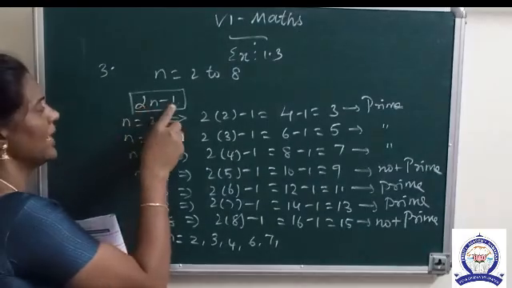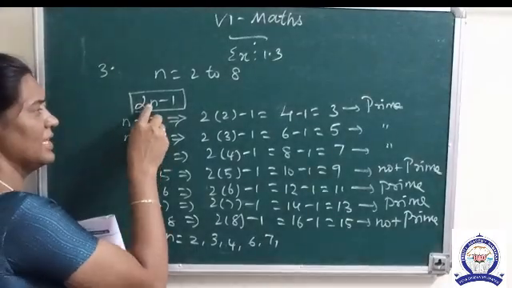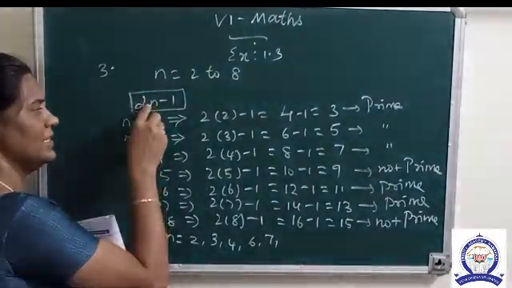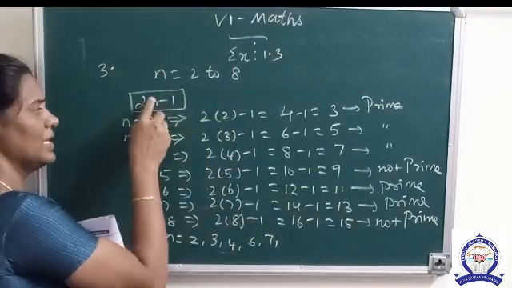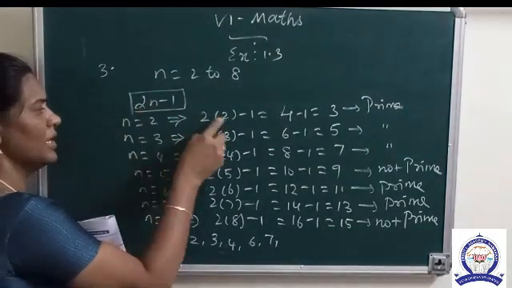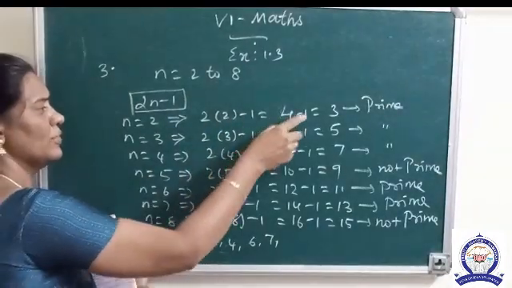The expression given is 2n minus 1. First we take the number 2. See, we substitute the value of n as 2. So 2 into 2, and n is in the form of multiplication. So here we put 2. 2 into 2 minus 1. 2 twos are 4. 4 minus 1 is 3.